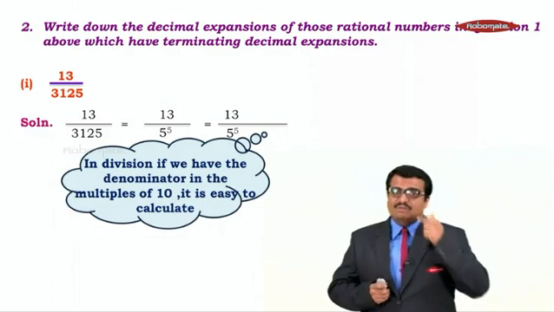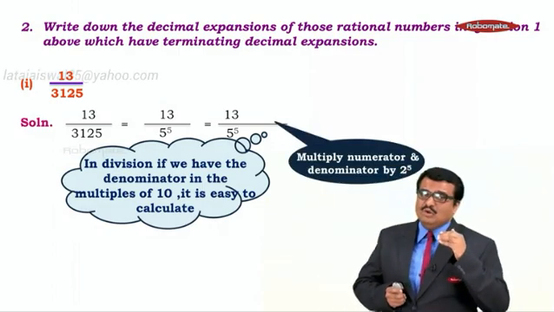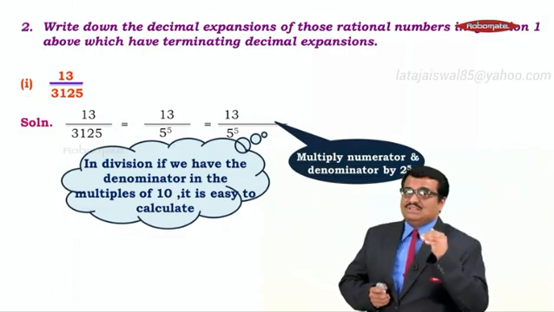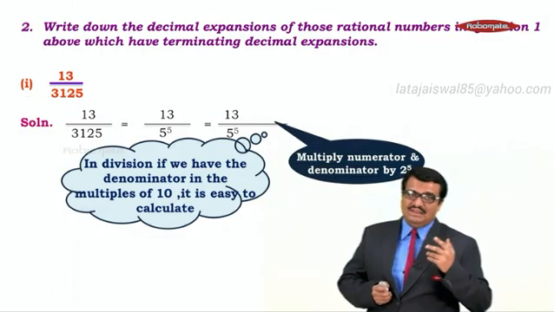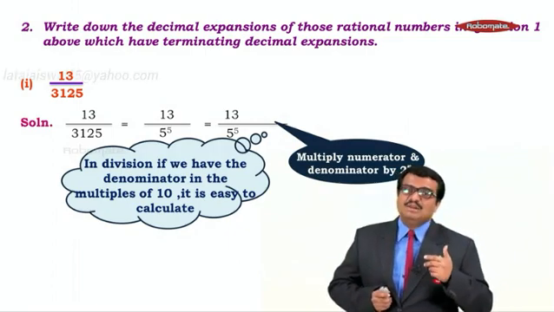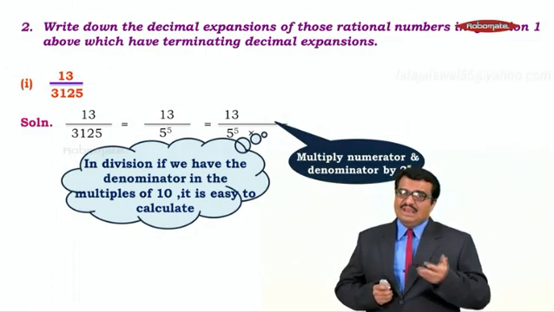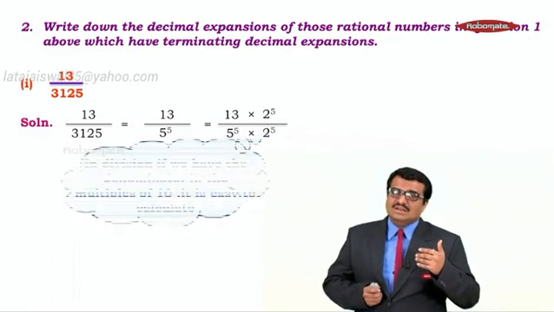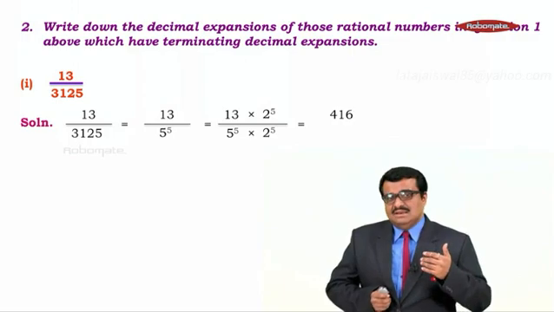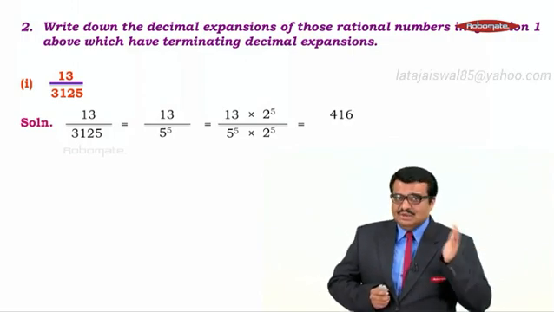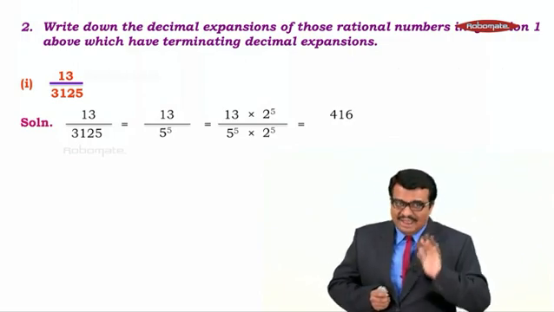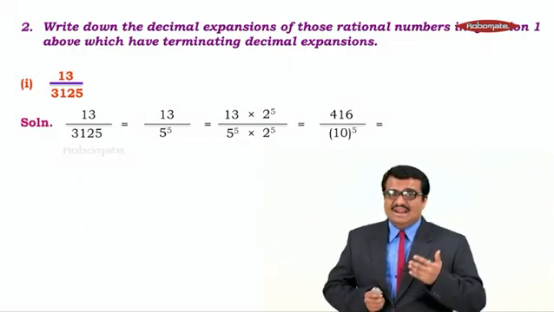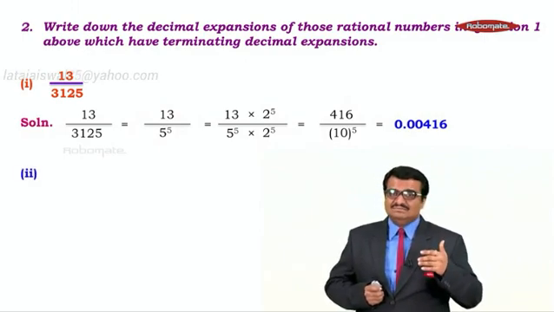So 13 upon 5 raised to 5. What we will do is multiply the numerator and denominator by 2 raised to 5, because 5 raised to 5 into 2 raised to 5 in the denominator will make it 10 raised to 5. So 2 raised to 5 is 32. 32 into 13 gives you 416, upon 5 raised to 5 into 2 raised to 5, which becomes 10 raised to 5. Okay, and 10 raised to 5 is nothing but 1 lakh.